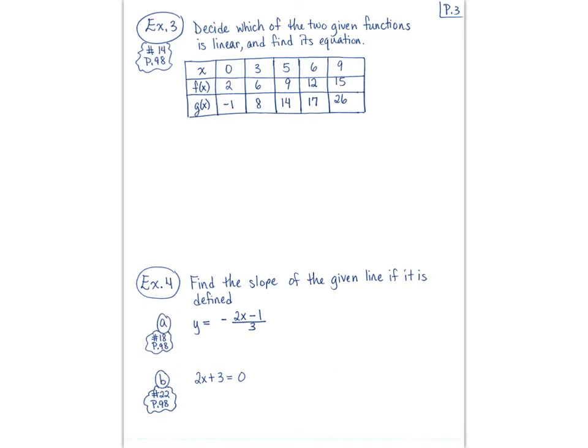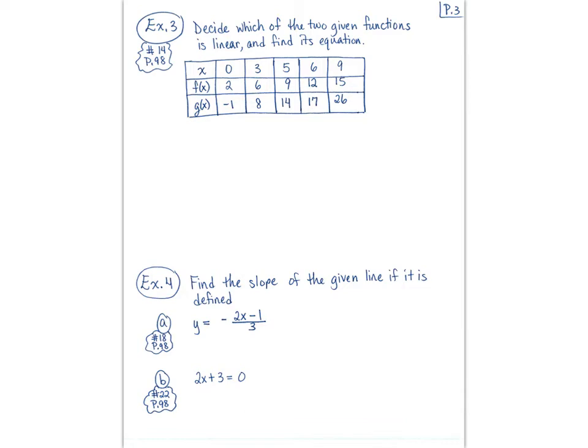Now let's look at example 3. In example 3, we want to decide which of the two given functions is linear and find its equation. So here I've given you some x values and the corresponding f of x values and g of x values. Decide which of the two given functions represents a linear function and find its equation. Would you like a minute to try it? Yes? Okay. A hint, because some people said you were lost, right?